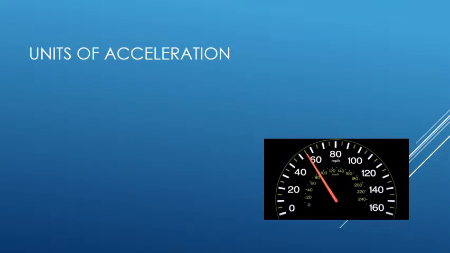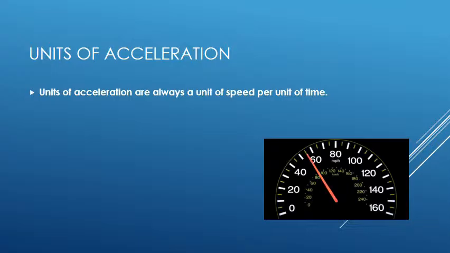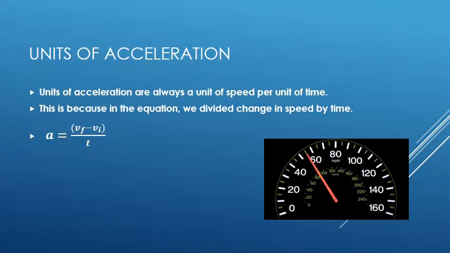Let's talk about units of acceleration. Units of acceleration will always be a unit of speed per unit of time. And that's because in that equation we just had, on top we have how much the speed changed, there's our unit of speed, divided by how much time it took. That's on the bottom.